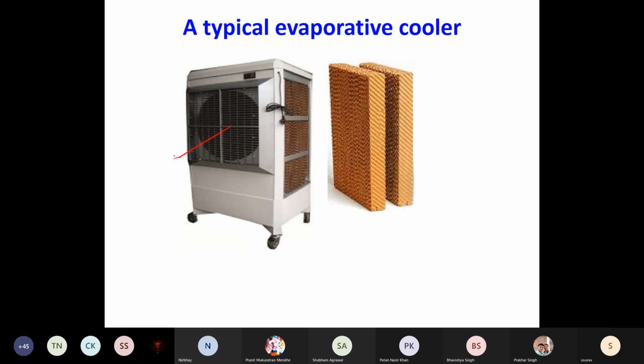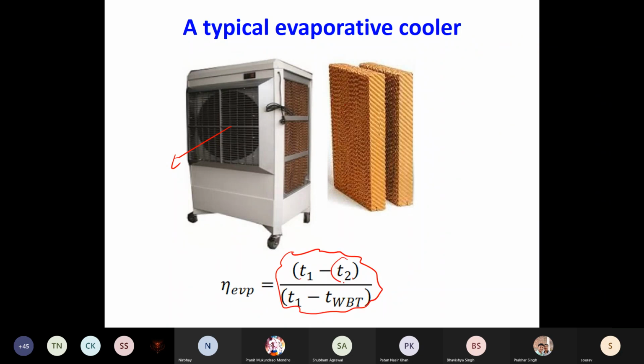Okay, so the exiting temperature here could be somewhere between your T in and TWB. So over here also the effectiveness of the desert cooler can be defined as T1 minus T2, T2 being the actual temperature of air leaving this desert cooler, over T1 minus TWB. So this is the theoretical maximum temperature difference that you can have between T1 and T2. Okay, theoretically T2 should be TWB.